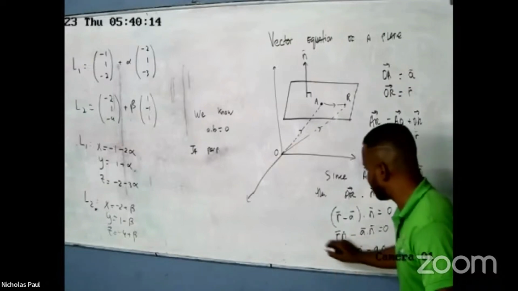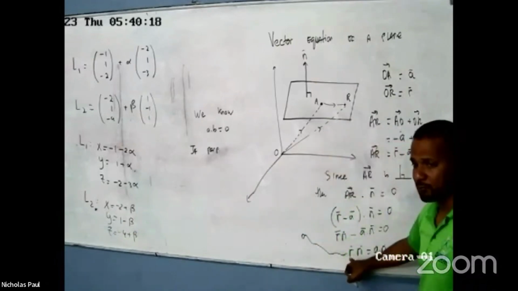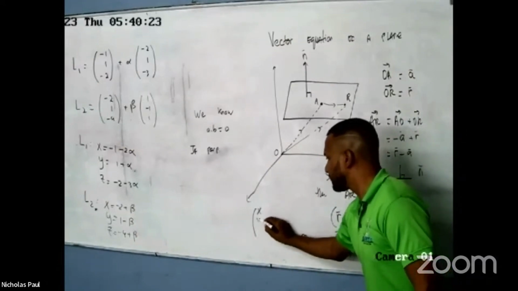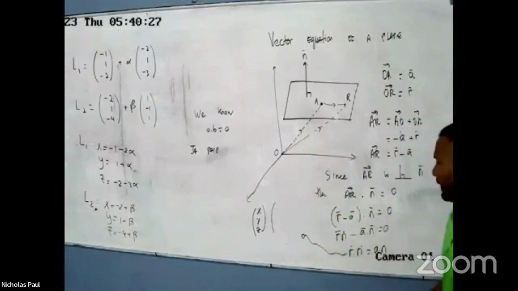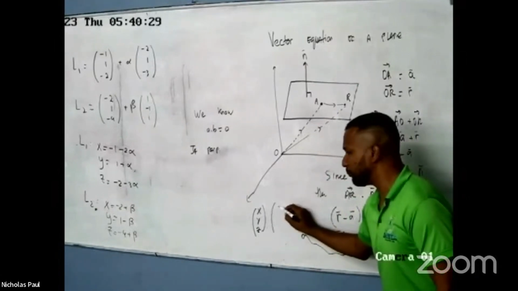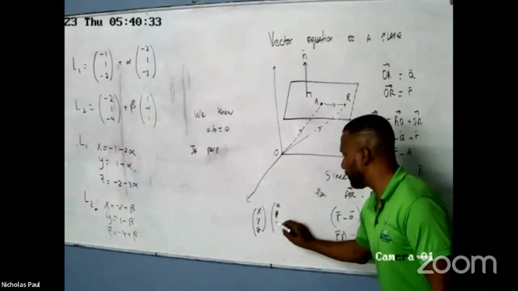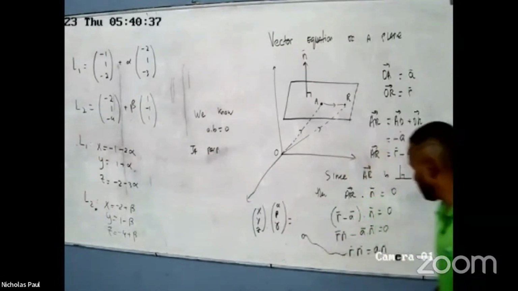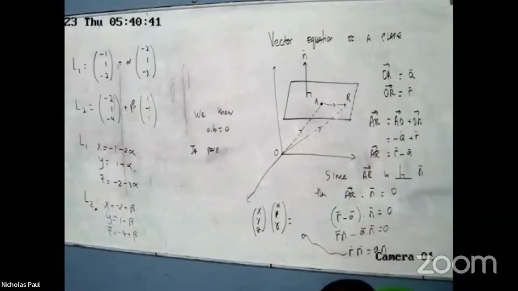So this can be written like this. Remember, R is any random point, so that'll be x, y, z. N is the perpendicular vector. Let's call it alpha, beta, gamma. And when you multiply R by N, you will get some value.